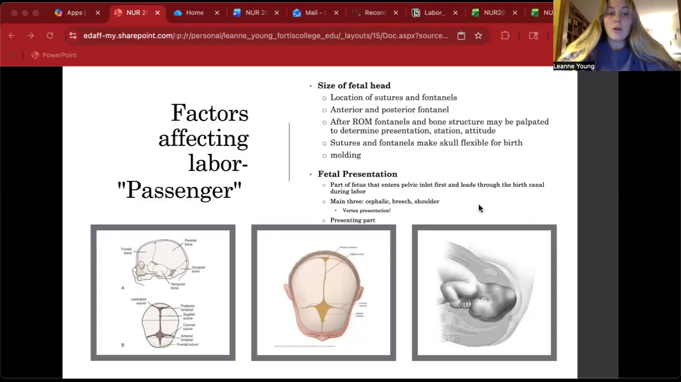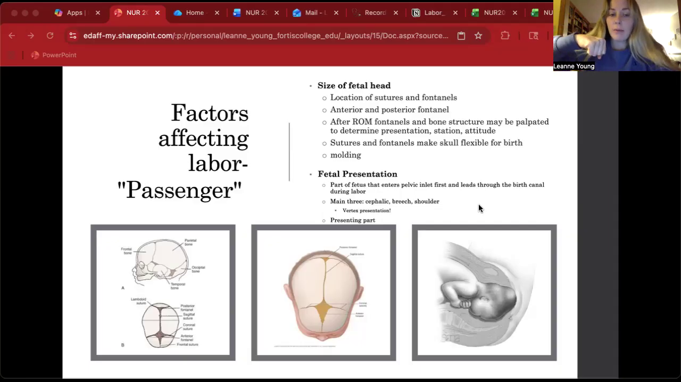Okay. So why do we need to know about sutures and fontanelles? Sutures and fontanelles are the structures of the skull that make the skull flexible in order to accommodate the birth passage and infant brain. So as that baby's head is making its way down through the vaginal canal, we're experiencing a lot of squeezing, a lot of constricting of the fetal head, of the fetal skull.